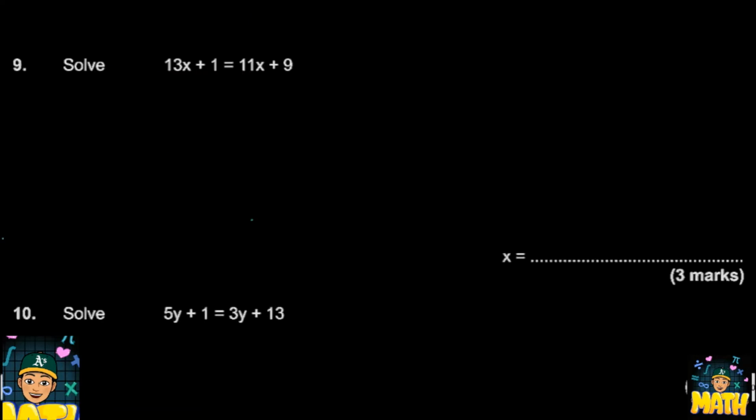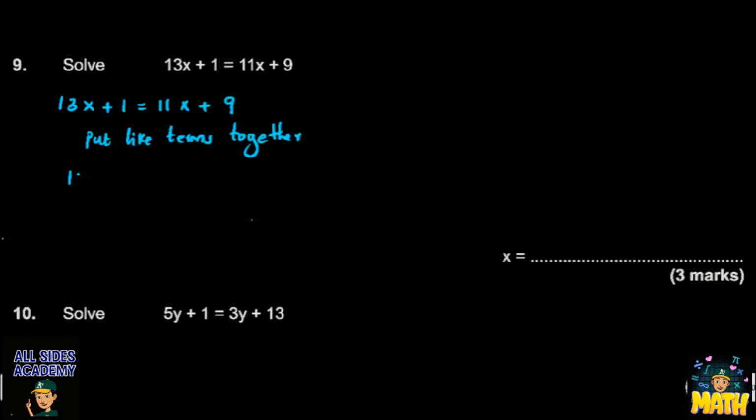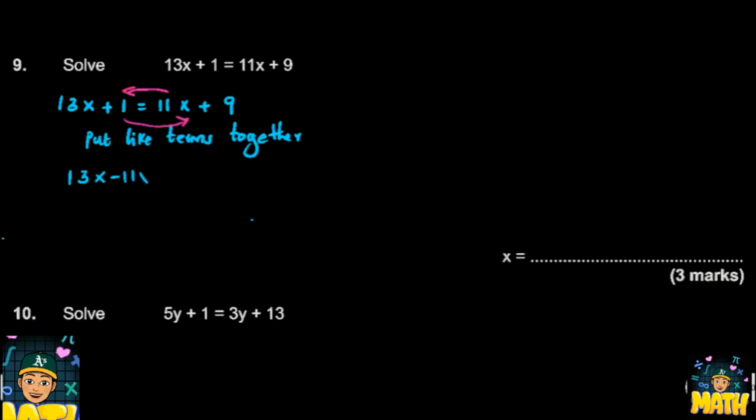3x plus 1 equals 11x plus 9. So these are two sides of the equation. I'll start by putting like terms together. The ones that have x, put them together. The ones that do not have any unknown, that's the x, put them together. So I'll bring the 11x to the left and the 1 to the right. So 3x minus 11x equals 9 minus 1.